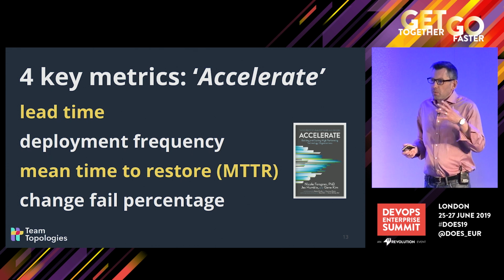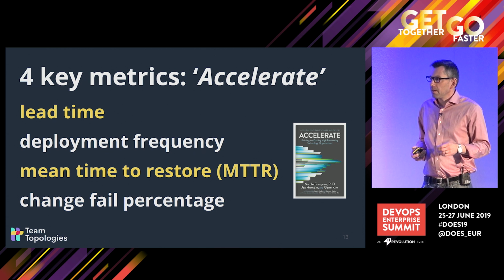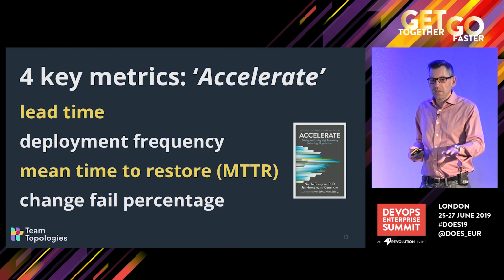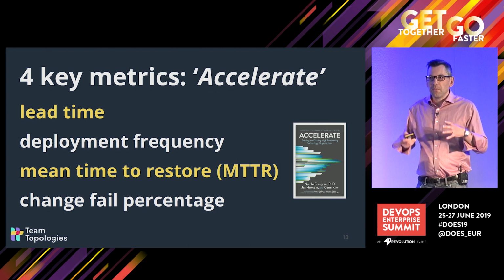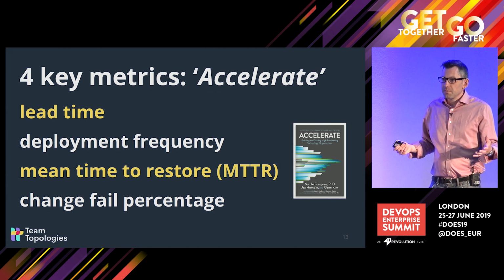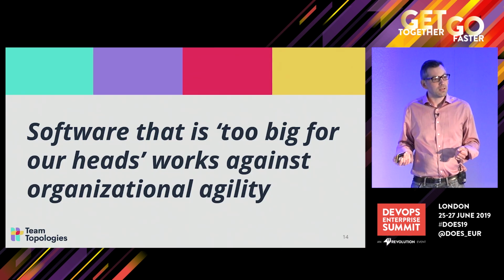So if we want to start to improve these 4 key metrics as recommended by the Accelerate book, then we need to start thinking about the size of software that we're expecting teams to work with. Software that is too big for our heads works against organizational agility.